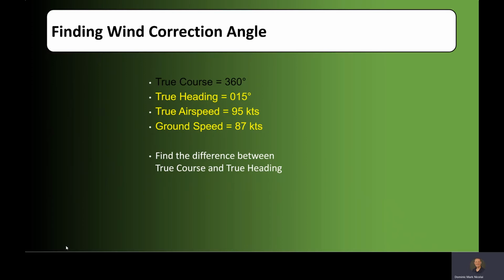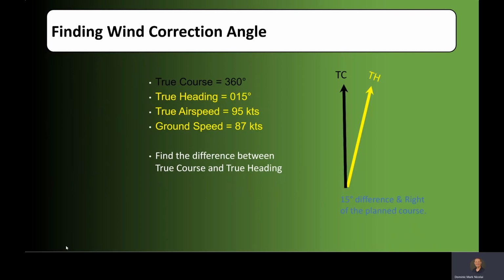We're given a problem with a true course of 360 degrees. So our airplane's trying to go north, but they're having to point the nose to 015 degrees. That's the true heading. That difference between true course and true heading is your wind correction angle. So it will look in this sort of a fashion here. So that difference between the two is wind correction, and because we're going to the right side of true course, that means it's a 15-degree right wind correction angle.